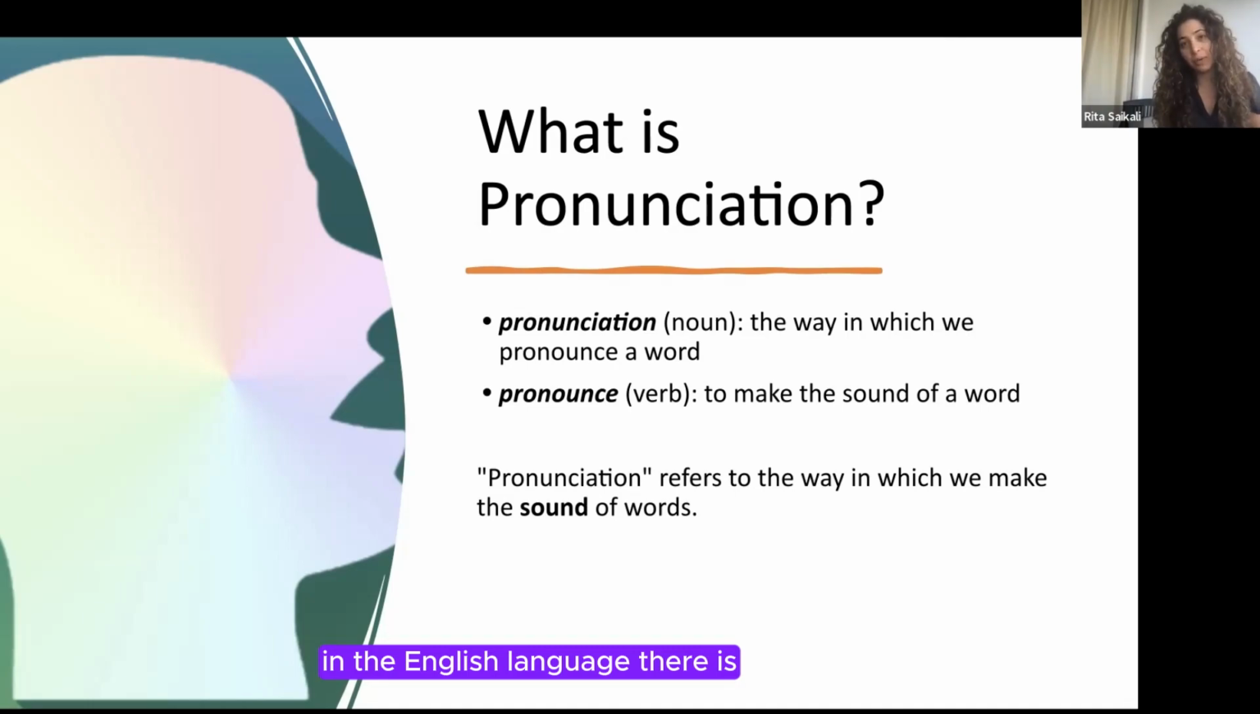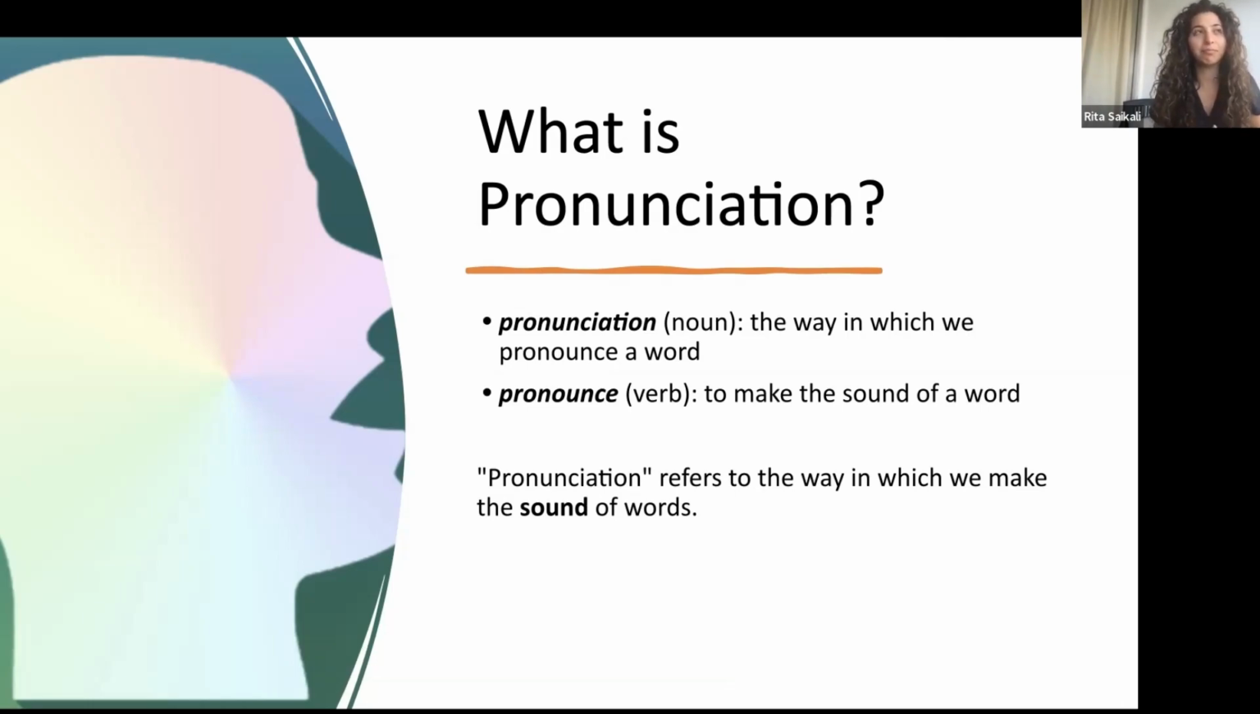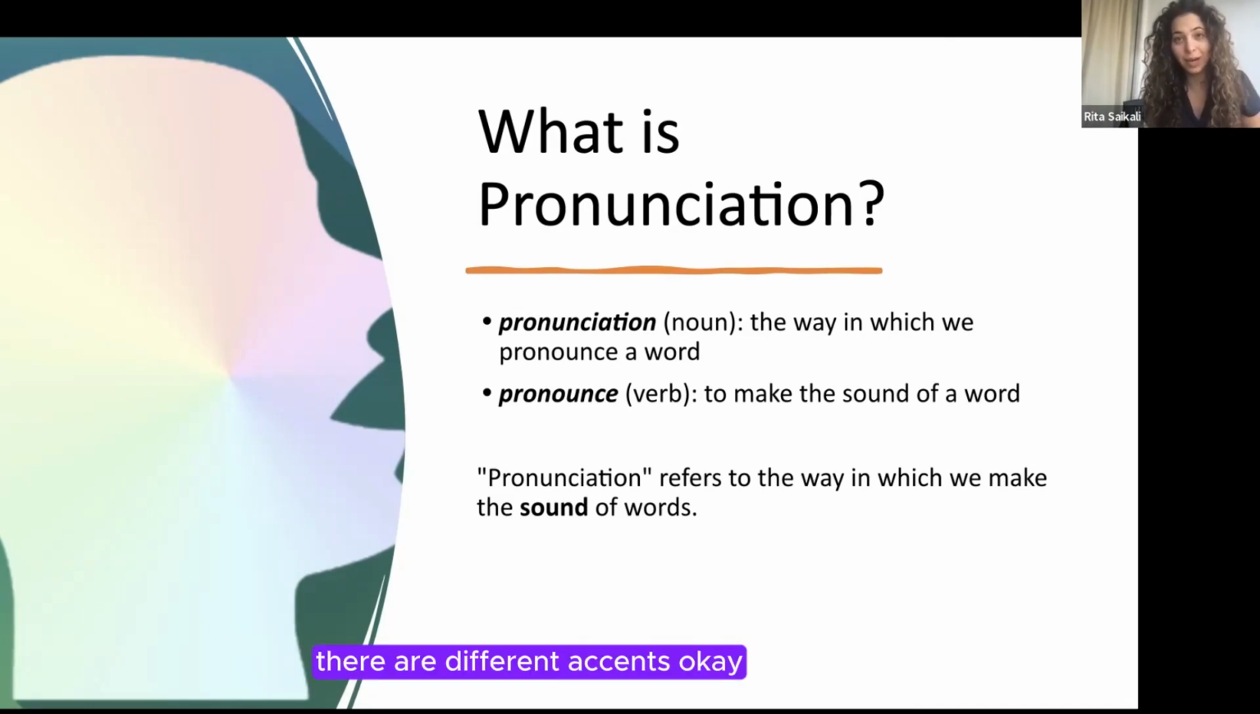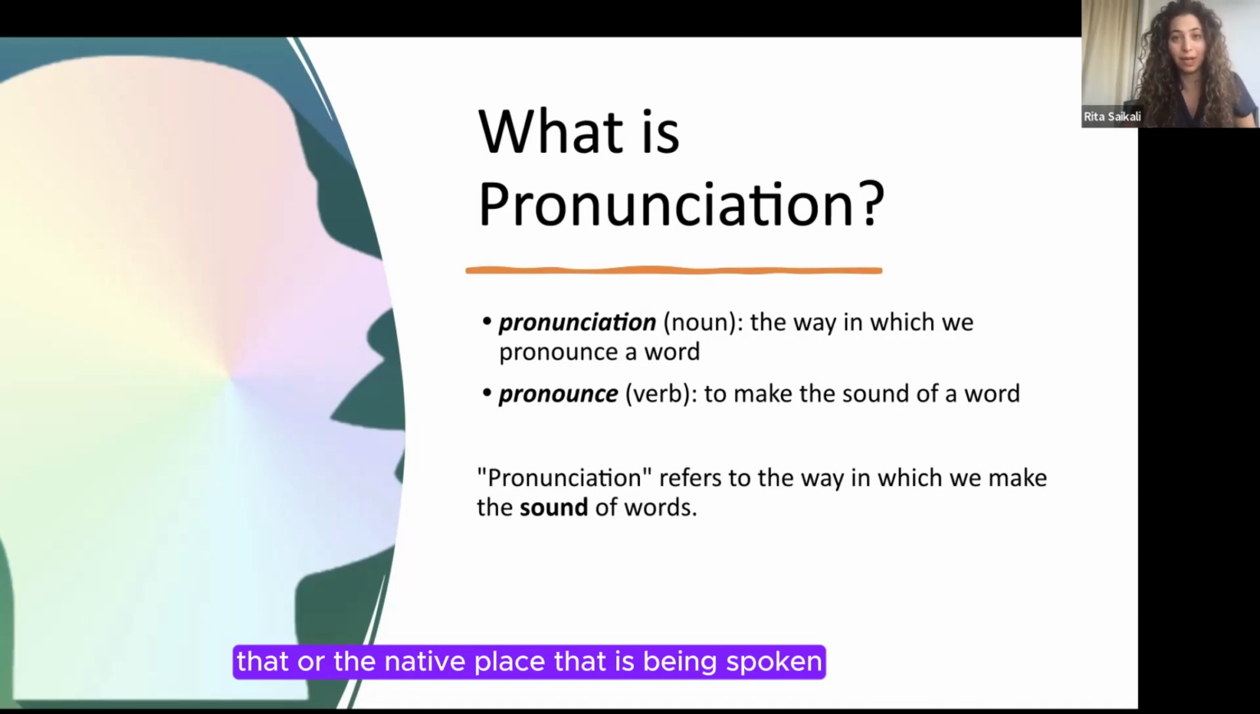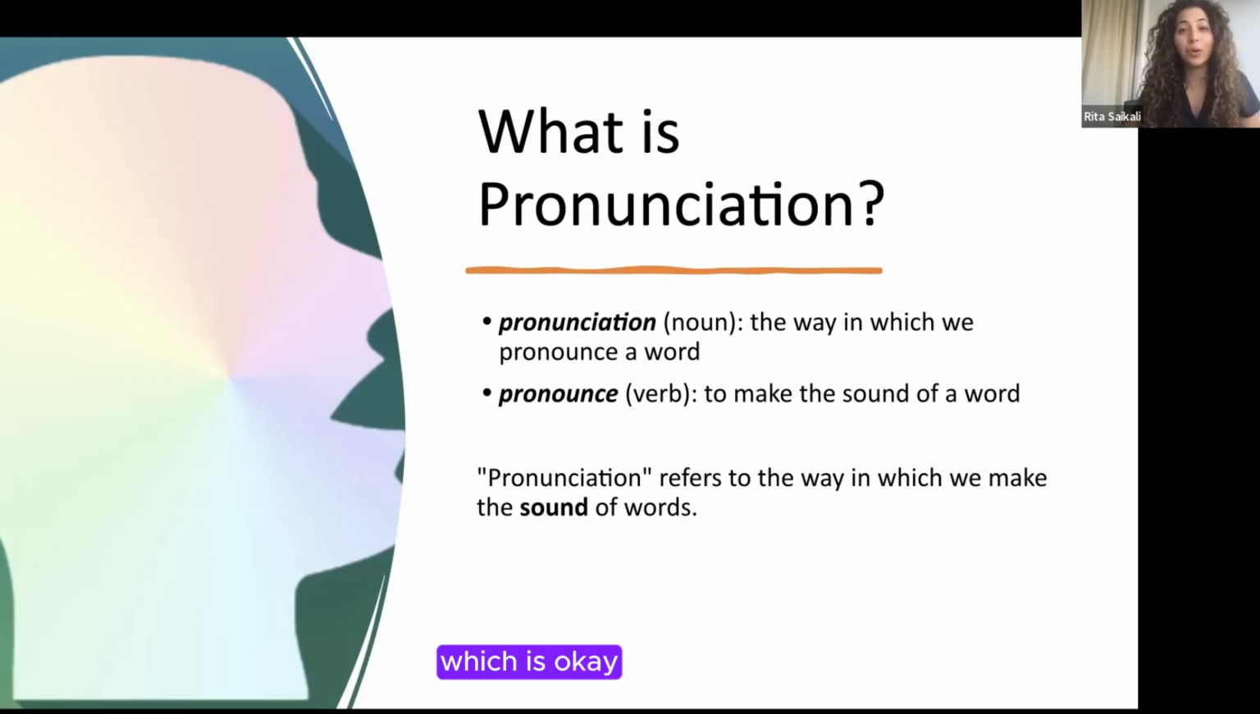In the English language, there are different accents, okay? There are different accents depending on the country of origin, depending on the native place that it's being spoken. Now, if you are an English learner, you know that the way you say it may be influenced by your native language, which is okay.